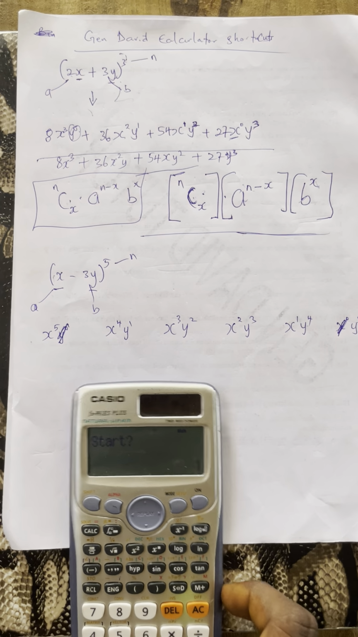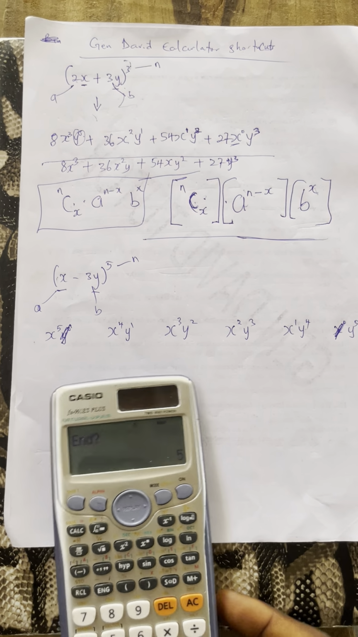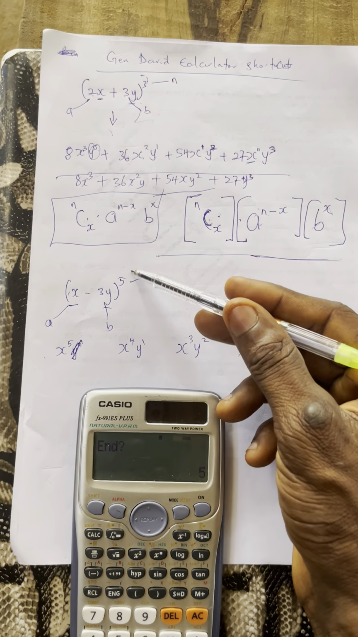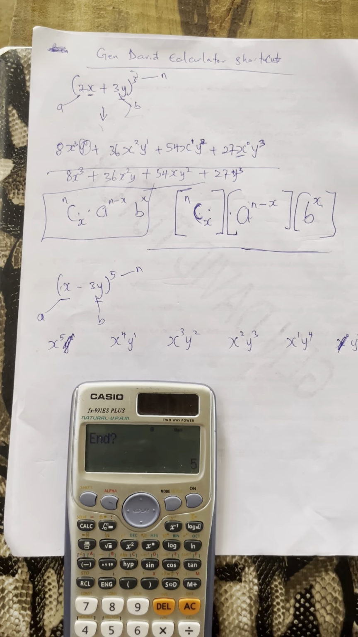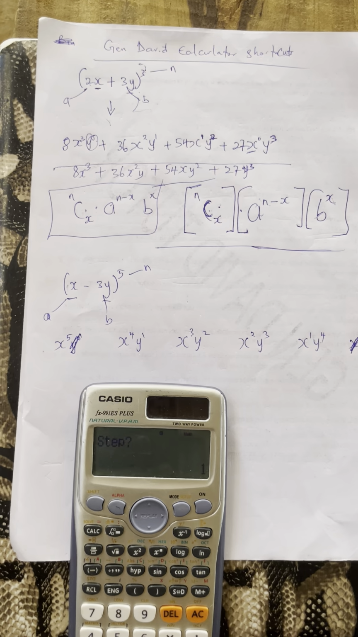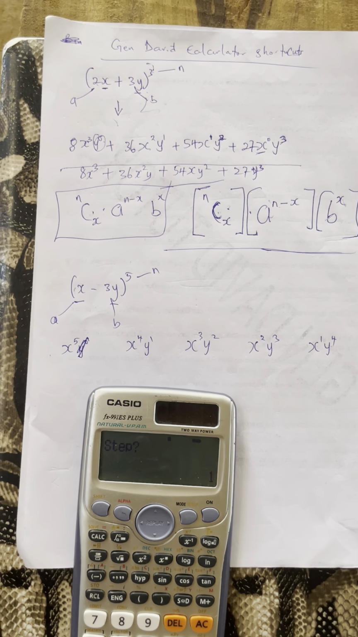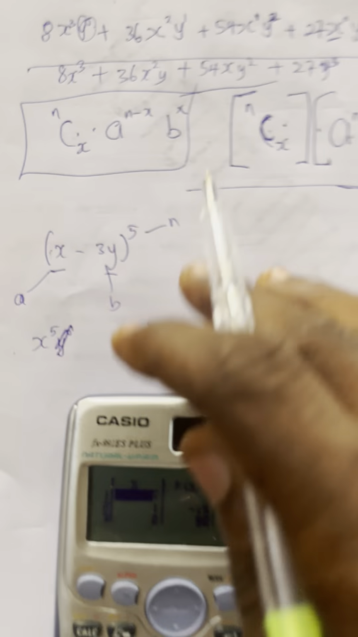I told you start from 0, so press 0 and press equals to for start. Your end is at the largest power here. And what's the largest power here? 5. So press 5 and press equals to. Step, don't touch anything about step, just press equals to. So I press equals to, can you see the value?